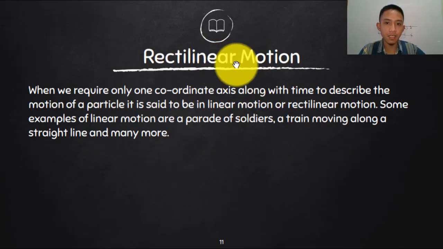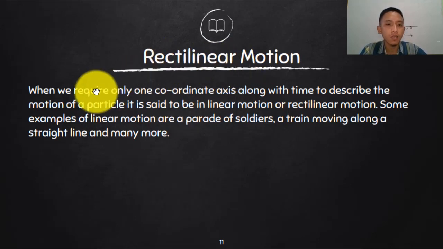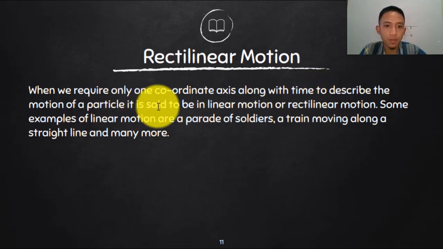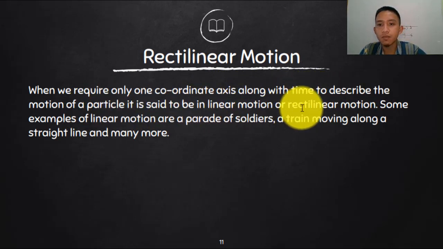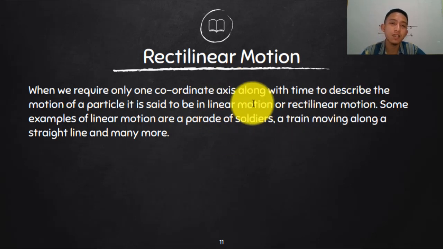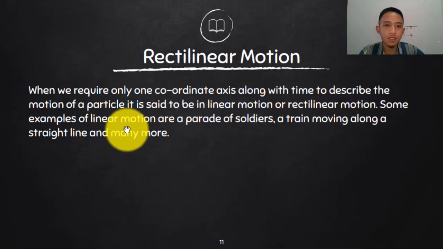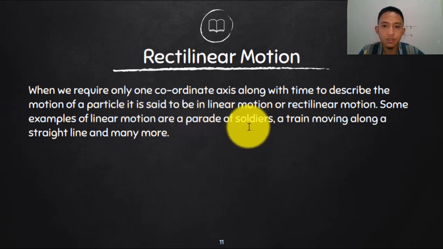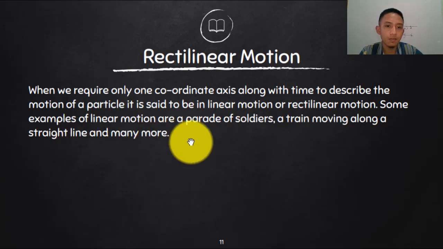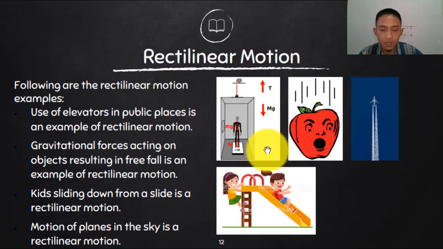So let's go to rectilinear. What is rectilinear motion? When we require only one coordinate axis along with time to describe the motion of particles, it's said to be linear motion or rectilinear motion, or as simple as if the flow of the motion follows a straight path, that is rectilinear motion. Some examples of linear motion are a parade of soldiers following a straight path, a train moving along a straight line, and many more. These are examples of rectilinear motion.